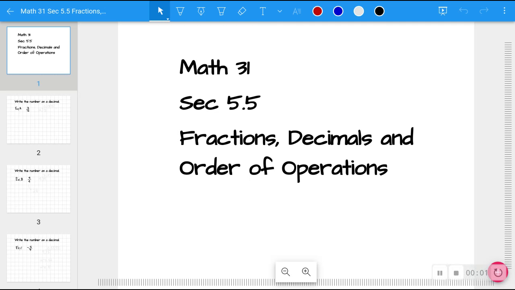Welcome to Math 31, Section 5.5. And in this section, we're going to be looking at fractions, decimals, and order of operations.